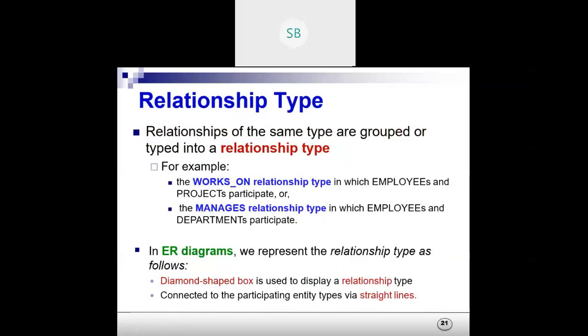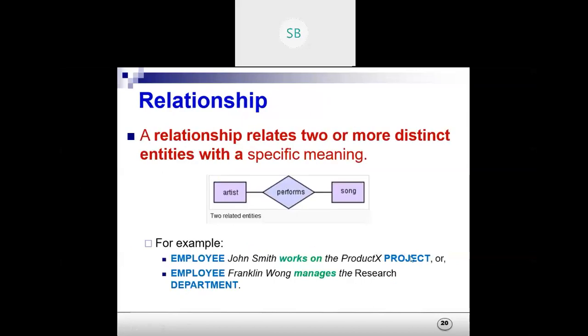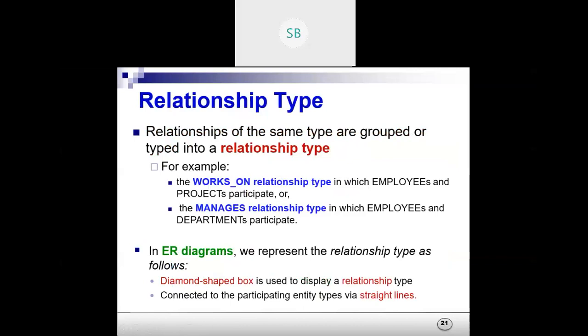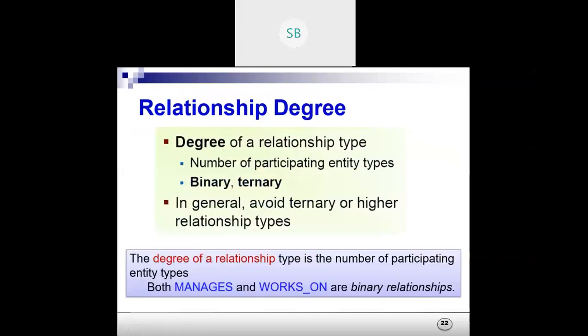Now we have the relationship type. So you can see the relationships of the same type are grouped into a relationship type. Just as an example, we saw that employee works on project. This is the same kind of relation, so we have included that entity only. In ER diagrams, we represent a relationship using a diamond-shaped box, and we connect the two entities using straight lines. The degree of a relationship type is the number of participating entity types.